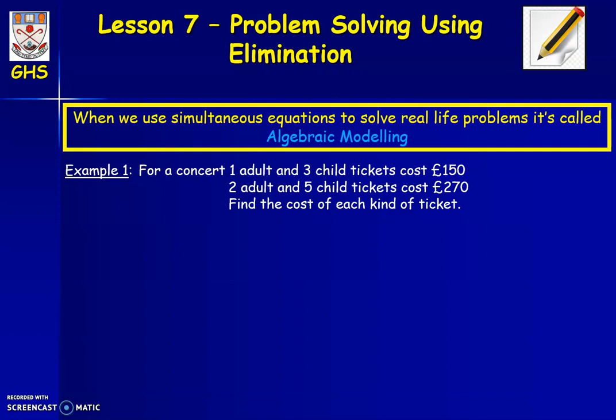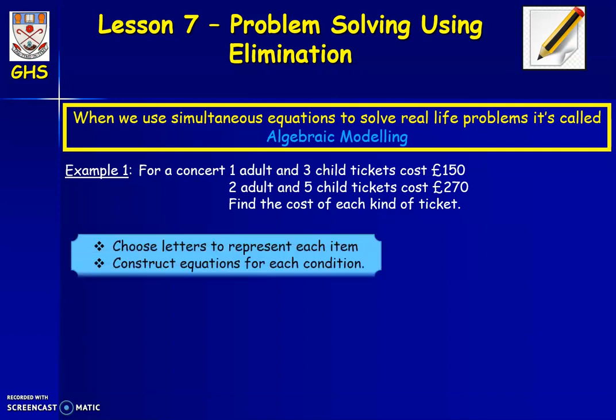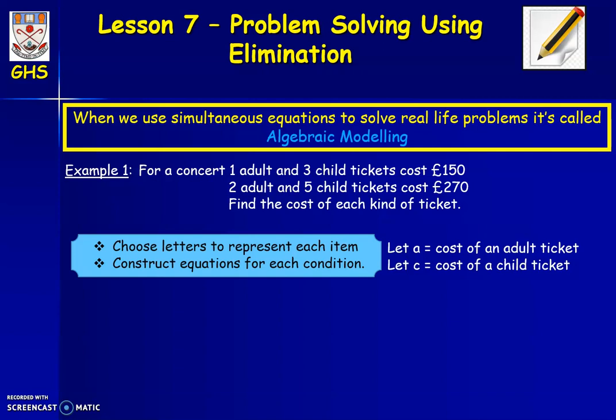So here we have, for a concert, 1 adult ticket and 3 child tickets costs £150, and 2 adult tickets and 5 child tickets costs £270, and we are being asked to find the cost of each kind of ticket. The first thing we have to do is choose a letter to represent each item. So we just take the common sense approach and use A for the cost of an adult ticket and C for the cost of a child ticket, unless the question specifically asks you to use particular letters. Often that would just be x and y.